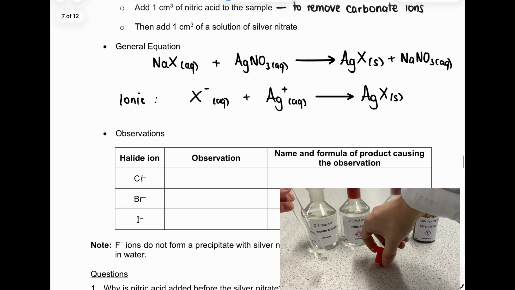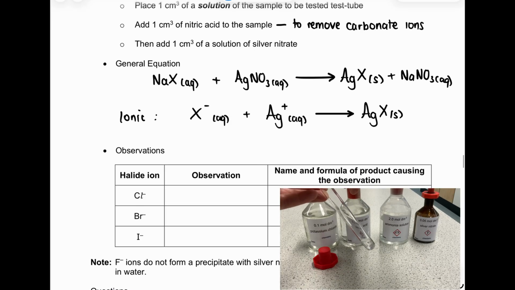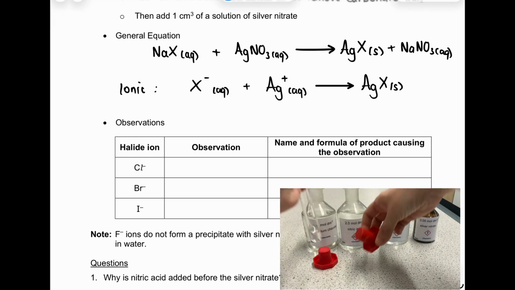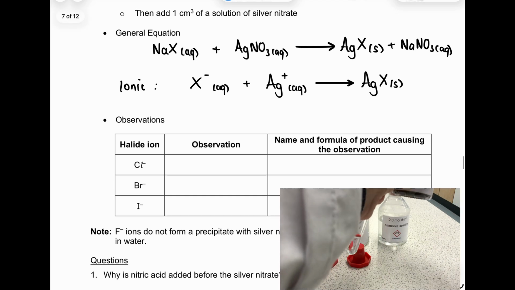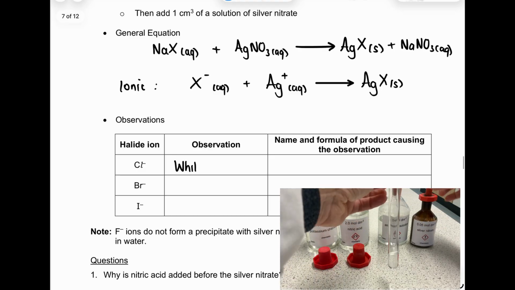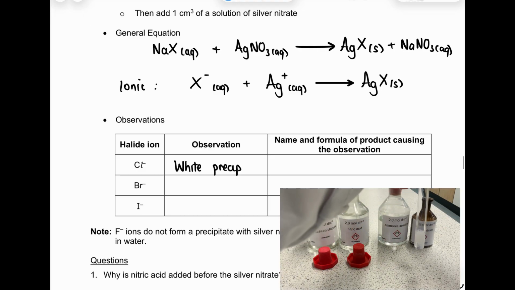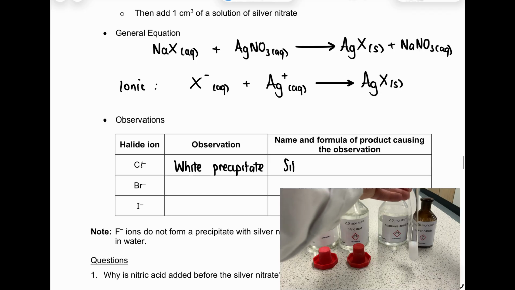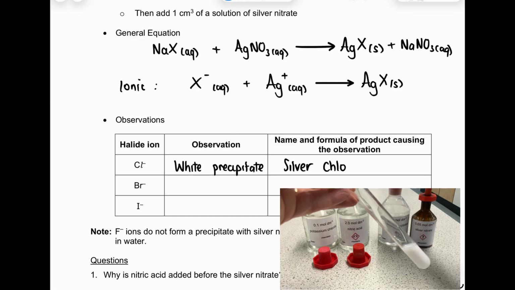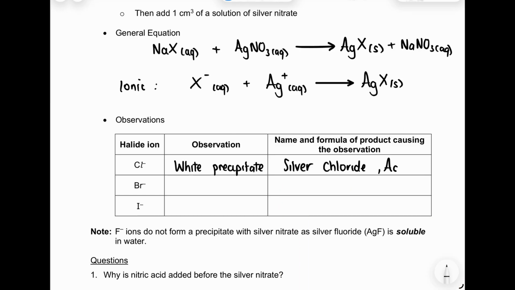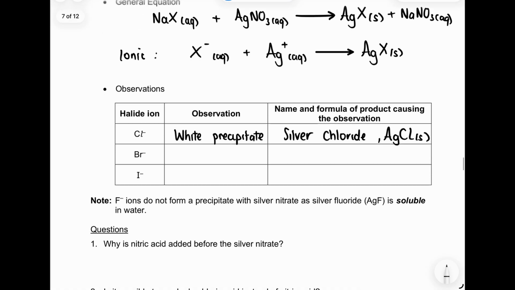So the first one, we would place 1 cm³ of anything that contained this halide ion, so it might be sodium chloride, potassium chloride, in a test tube. We're going to add some acid to remove the carbonates, and then we're going to add silver nitrate, and what we would observe is a white precipitate of silver chloride, which has the formula AgCl, and that would be our solid. That would be our precipitate.